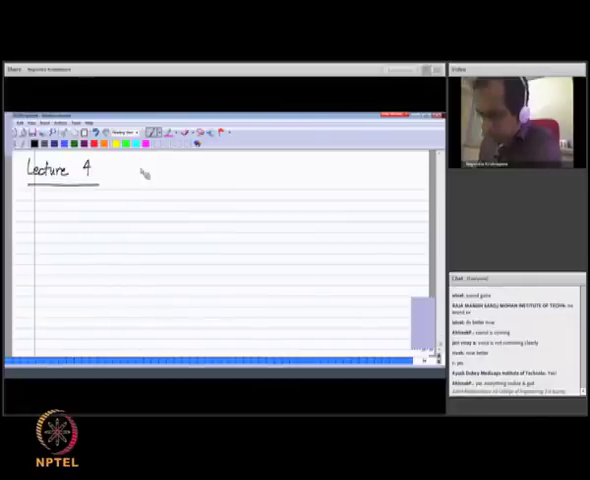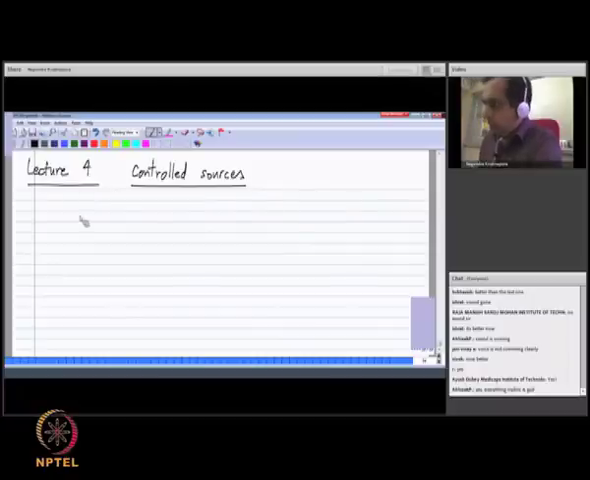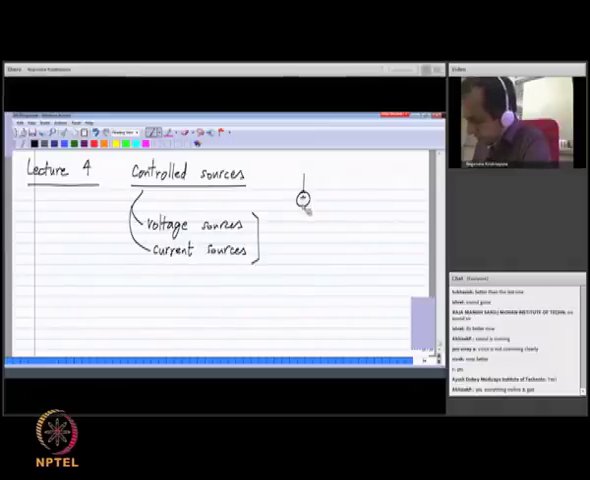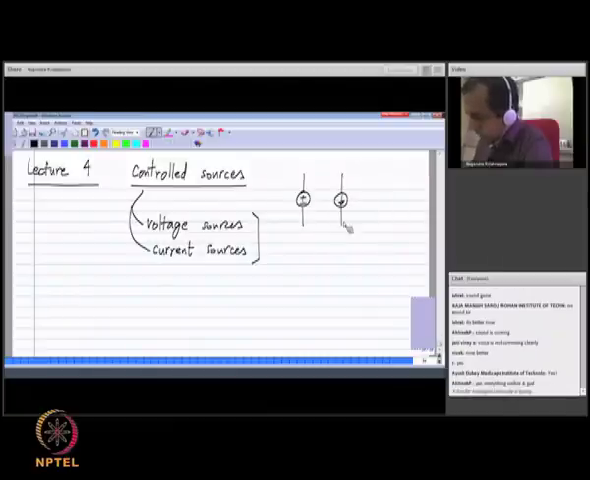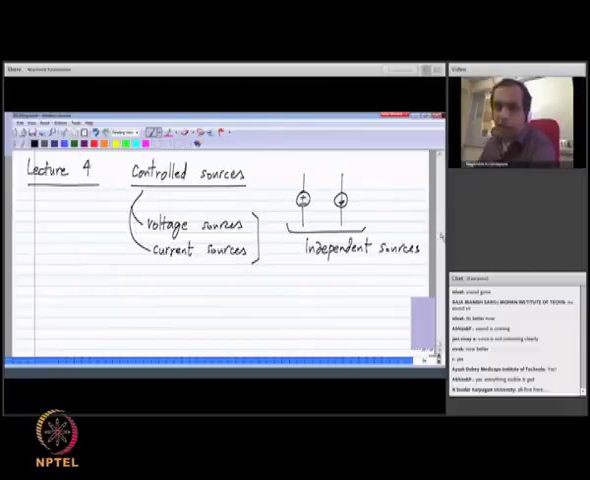to discuss what are known as controlled sources. Now, when I say controlled sources, what I mean is they are either voltage sources or current sources, but the difference is the voltage sources and current sources that we discussed so far, denoted by these symbols, are known as independent sources. That means that their values are not dependent on anything else in the circuit.